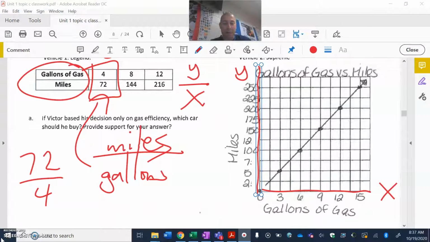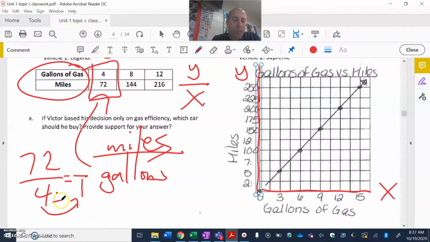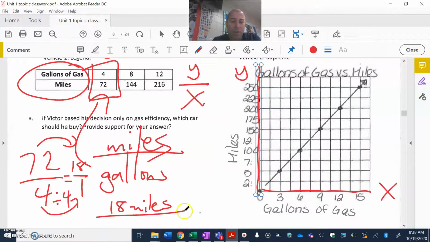So if you do 72 divided by 4, in other words, we're trying to figure out how much it's going to be for 1 gallon. And again, that explains why we're dividing by 4. Like I said, if you caught on to the fact that we're always dividing by that bottom number, yeah, you're correct. That's what we're going to be doing here. So we are going to get an 18 here. We're going to get 18 miles for the 1 gallon that we're dealing with.